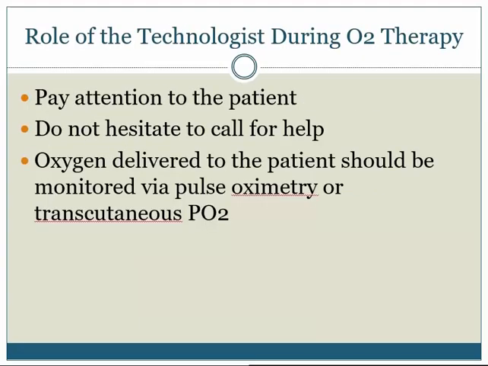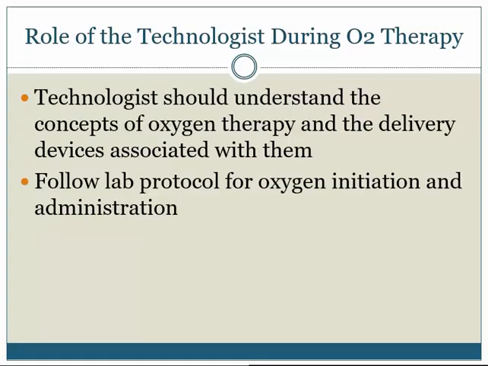Your role when you have a patient on oxygen is to pay attention to them. Don't ever hesitate to call for help. I'd rather see you err on the side of being safe than sorry. And you should always be monitoring your patient, whether it be pulse oximetry. Not a lot of labs have the transcutaneous oxygen monitors, so keep that pulse ox on them until you transfer their care to emergency personnel. Do your vitals on them, spot check them: heart rate, respiratory rate, blood pressure.